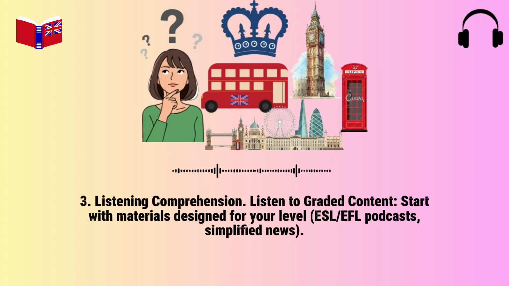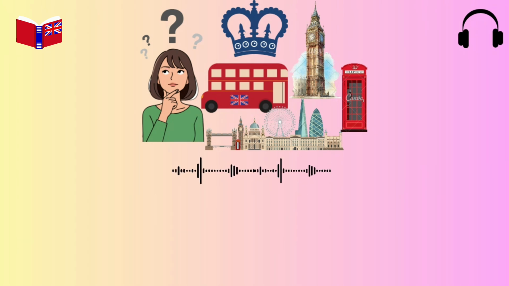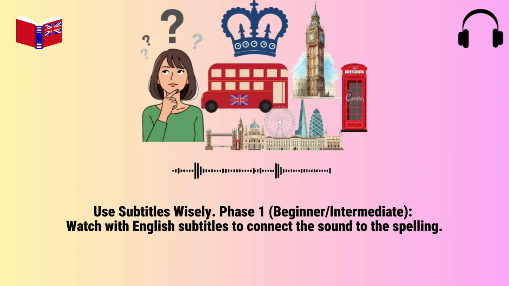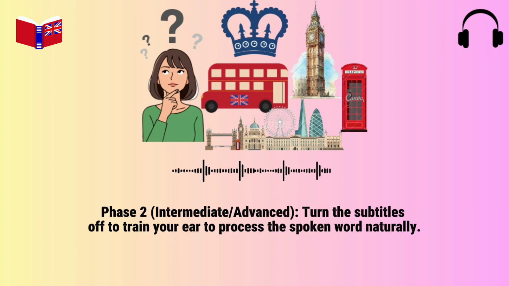3. Listening comprehension. Listen to graded content. Start with materials designed for your level: ESL, EFL podcasts, simplified news. Use subtitles wisely. Phase 1, beginner to intermediate: watch with English subtitles to connect the sound to the spelling. Phase 2, intermediate to advanced: turn the subtitles off to train your ear to process the spoken word naturally.